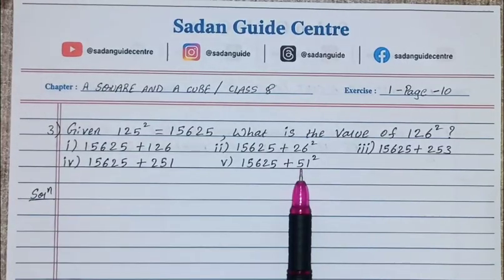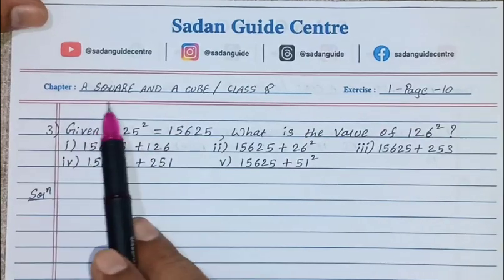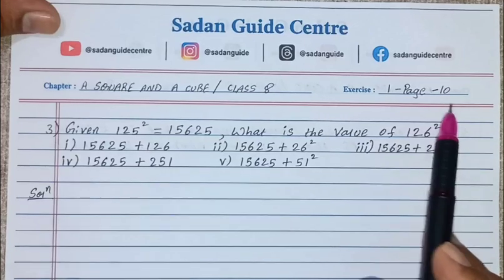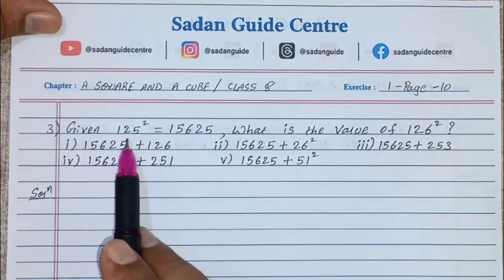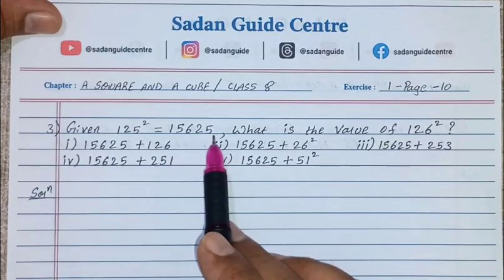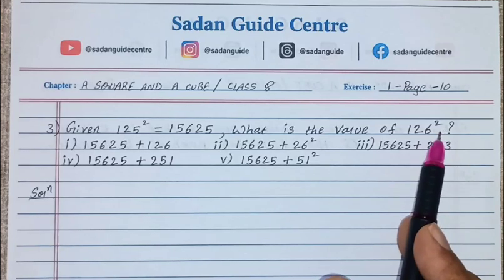Hello children, coming to the part 3 video of a square and a cube from class 8, exercise 1, page 10. So given 125 square is equal to 15,625, what is the value of 126 square?